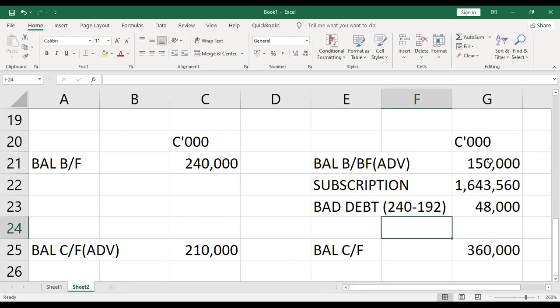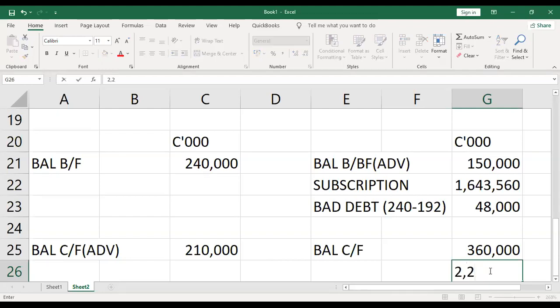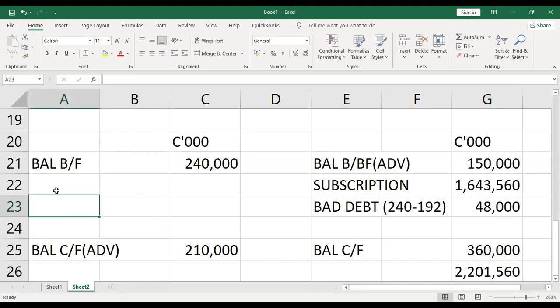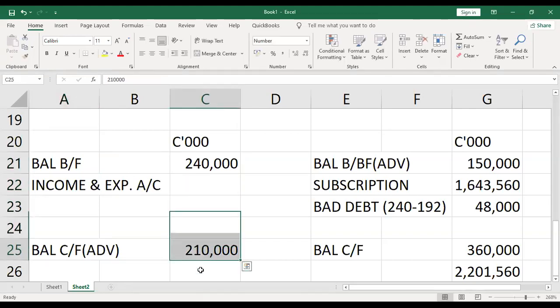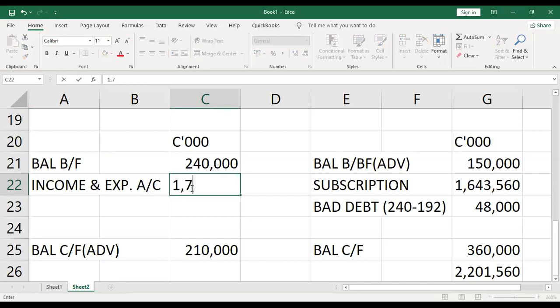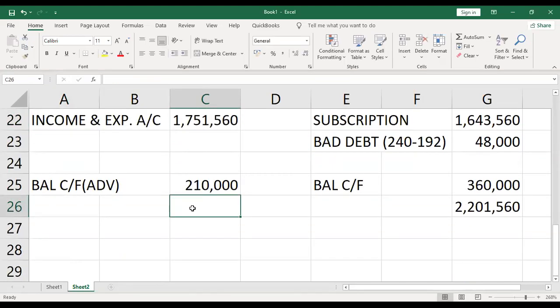All right, so we'll add the credit side. 150 plus 1,643,560 plus 48,000 plus 360,000 gives us 2,201,560. Okay, so to get for this side, that's the income and expenditure account. Now 240 plus 210 gives us 450,000. So 2,201,560 minus 450 gives us 1,751,560. So if we add both sides, we'll have the same figure.